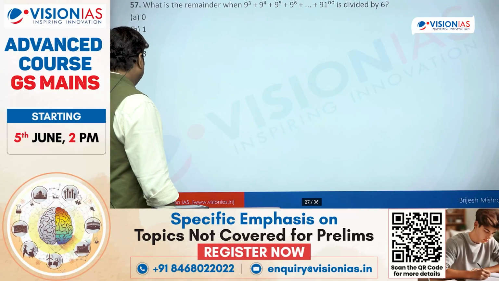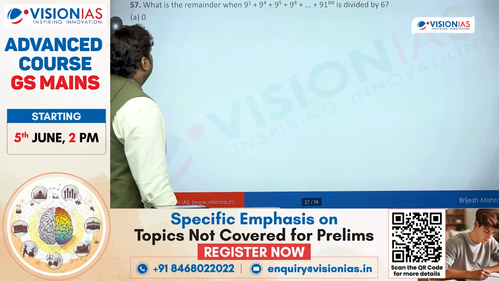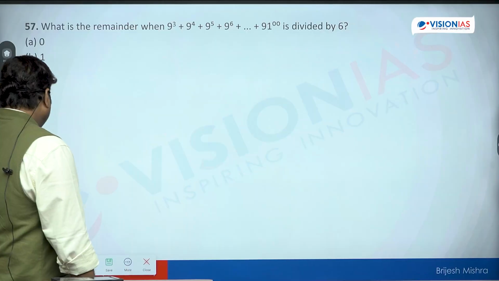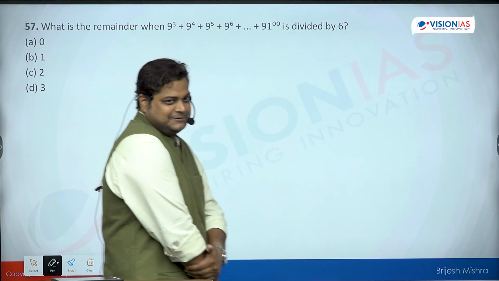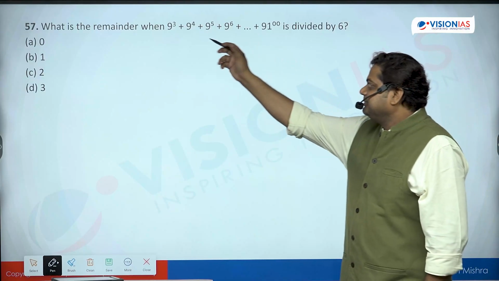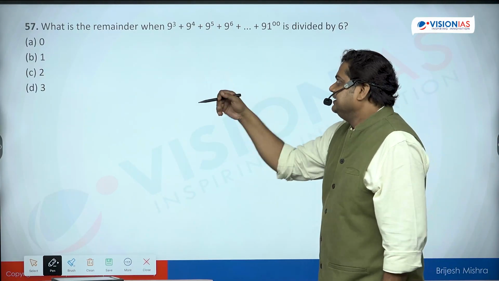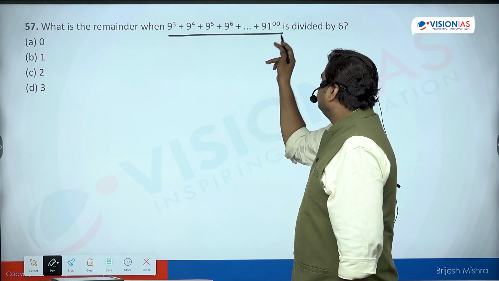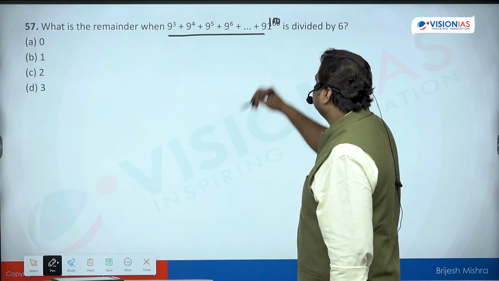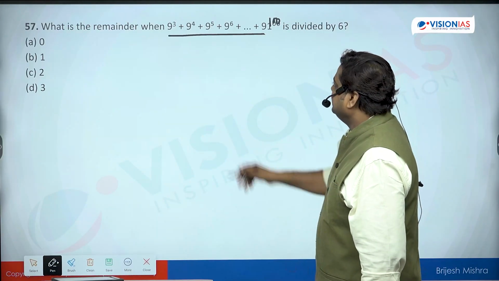See, this question also we have done in the class. What is the remainder when 9 power 3 plus 9 power 4 and so on? वहाँ पे हमने लिखा था 10 power 3, 10 power 4 ऐसे. But that started with 10 power 1. It is starting by 3. So this number, this is 9 power 100.